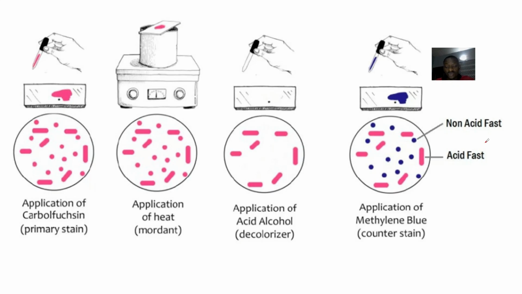But one thing you should understand is non-acid fast organisms. Can you see their color? It's kind of like blue. While for the acid fast organisms, sometimes it could be reddish pink, sometimes it could be pink.